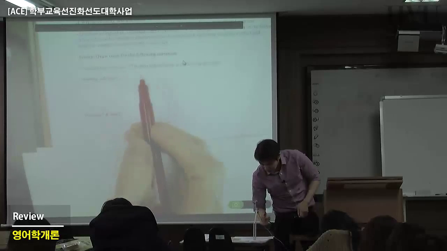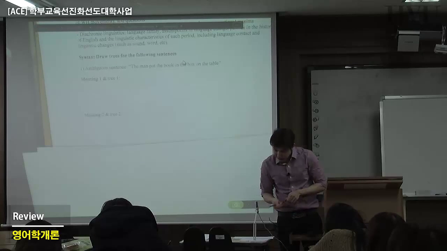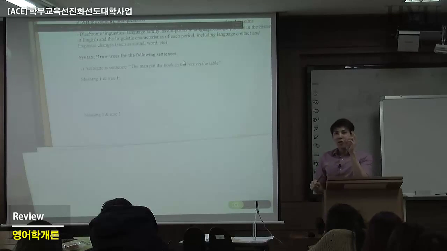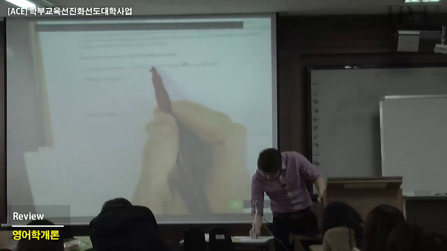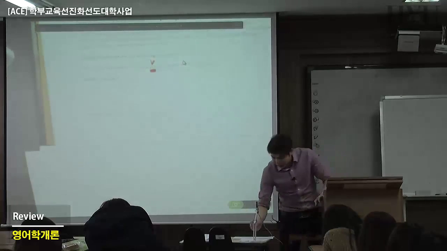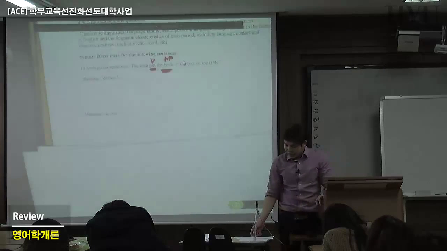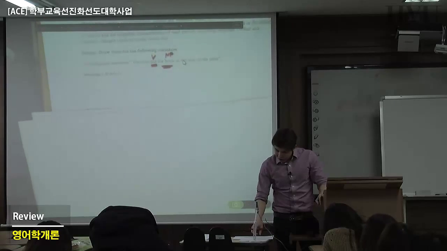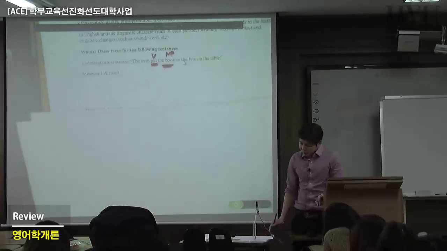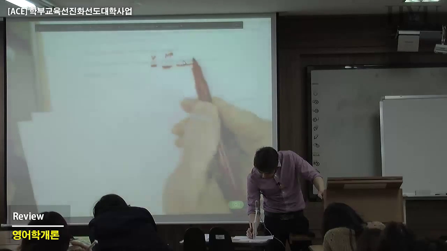So, for example, this one: the man put the book in the box on the table. So what are the 2 meanings? First you have to think about the 2 possible interpretations, okay? So the verb is here clearly, right? Put, right? And the book is the object, NP. Now what's interesting is that the modifier of the book, right? In the box.